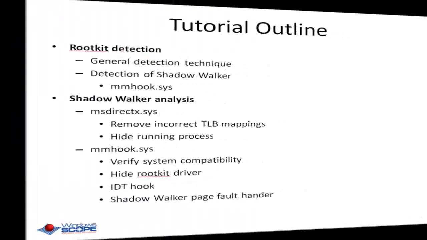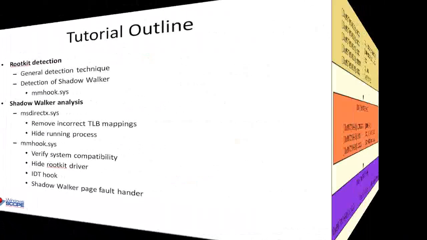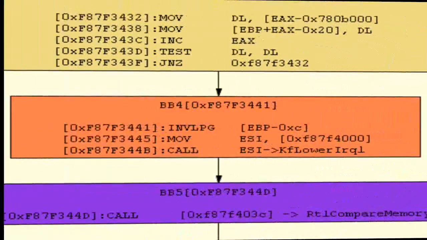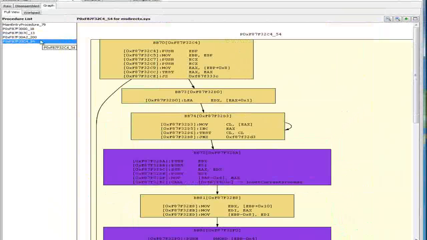Now, we will look at the functionality msdirectx uses to hide a running process. The first step is to get the name and location of the process this driver will be hiding. Once this has been established, a new kernel-level system thread will be opened by the driver. The sole purpose of this system thread is to continually check the process list and hide any process with a desired string in its name.